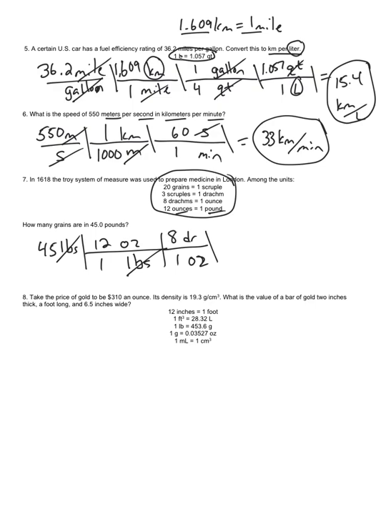1 ounce is 8 drachms. If I were to stop here, this would be how many drachms are in 45 pounds. Not done yet. Now I can go from drachms to scruples. There are 3 scruples in a drachm. Not done yet. We want to go to grains. Scruples on top to get rid of it. So whatever's on top becomes the next thing on the bottom.